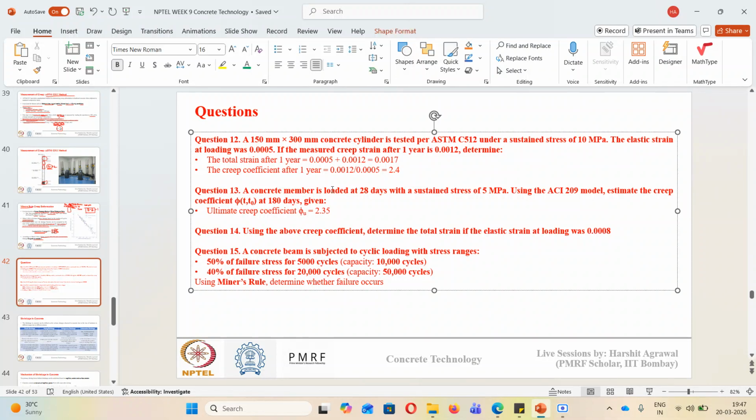Question number 13. A concrete member is loaded at 28 days under a sustained stress of 5 MPa. So, when the concrete age was 28 days, we applied a stress of 5 MPa on the concrete. Using the ACI model, estimate the creep coefficient after 180 days. So from 28 days till 180 days, a sustained stress of 5 MPa was applied. Now we need to estimate the creep coefficient, if we know the ultimate creep coefficient was 2.35.